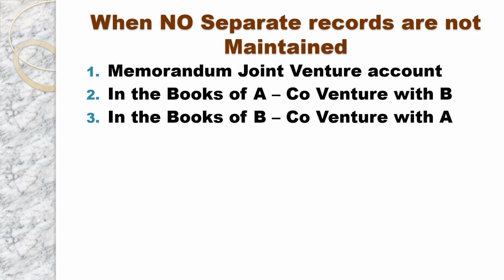Under this situation, we have to maintain three accounts: the memorandum joint venture account, and then we need to prepare, in the books of A, co-venture with B, and in the books of B, co-venture with A. Why is it called memorandum joint venture account?